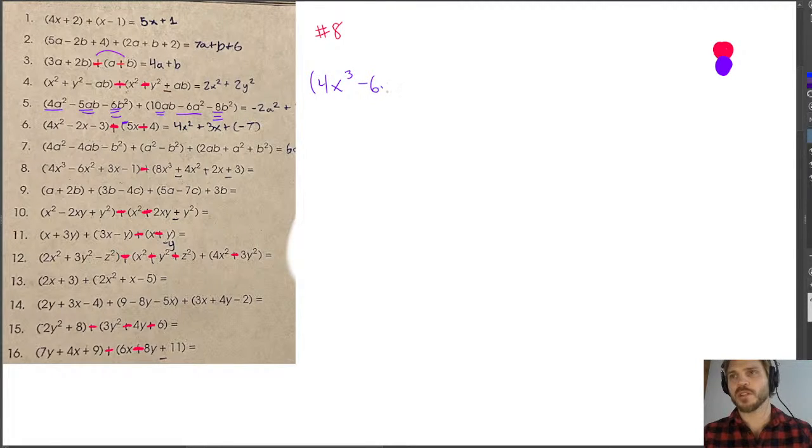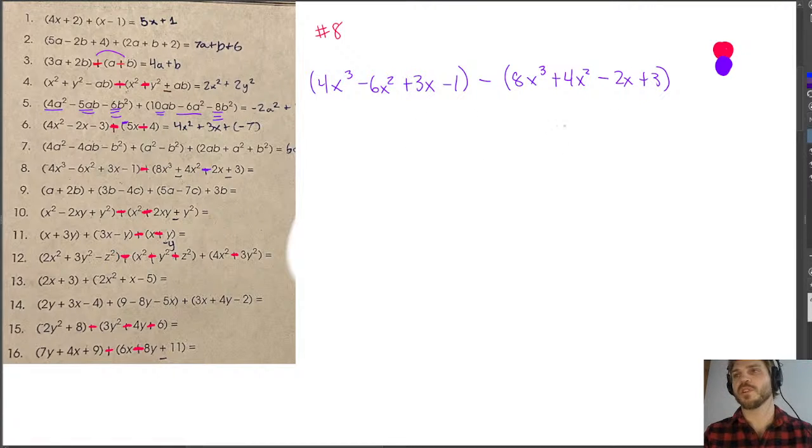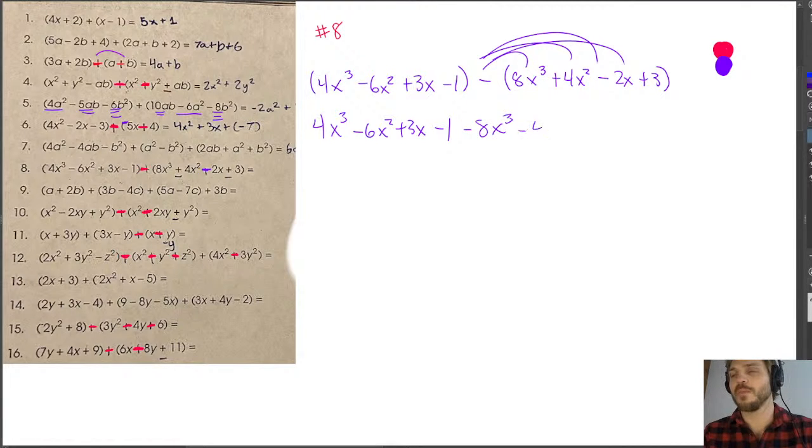4x cubed minus 6x squared plus 3x minus 1, and then minus 8x cubed plus 4x squared minus, I found another one of those little hidden minuses, 2x plus 3. Okay, so this is our original problem. And then we'll do it again in case this is supposed to be a negative here, because I think that thing's supposed to be a negative. I don't know, though. If not, then we can go 4x cubed minus 6x squared plus 3x minus 1, just using our associative property. Then we will distribute our negative to everything here, so we'll get negative x cubed minus 4x squared plus 2x minus 3.